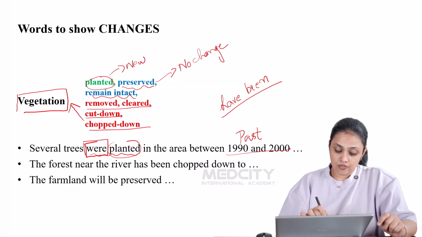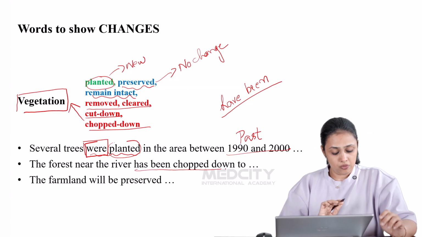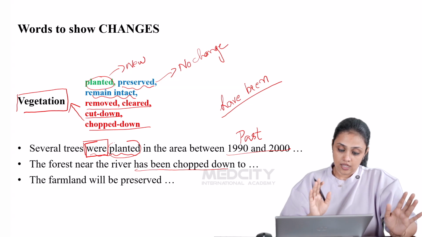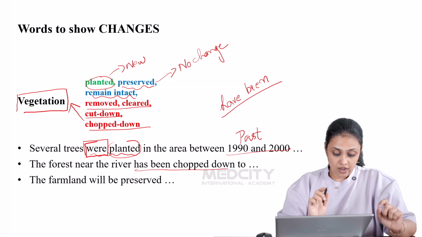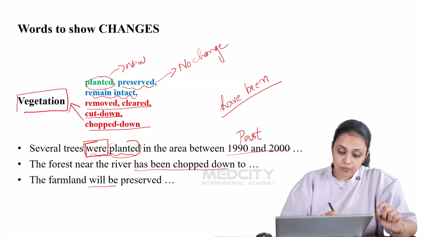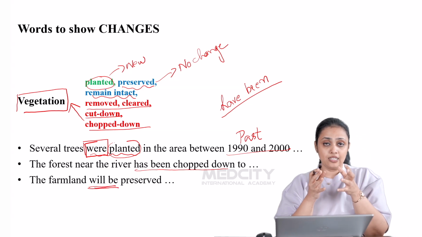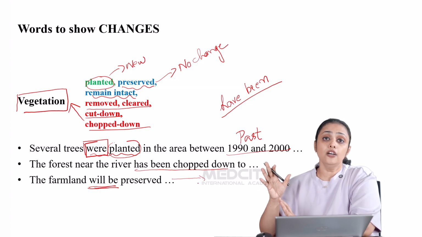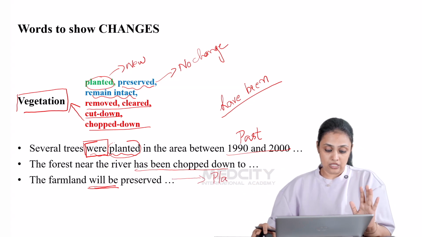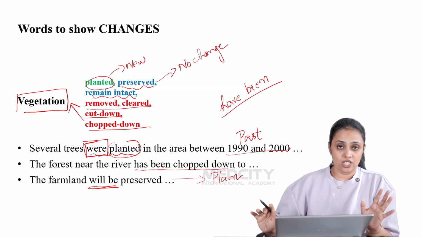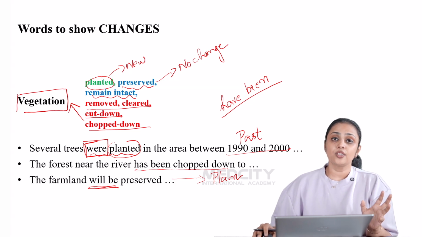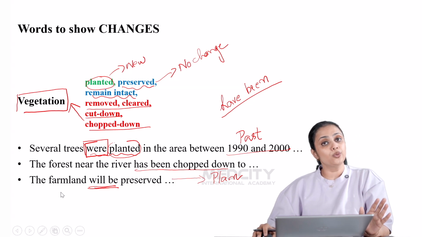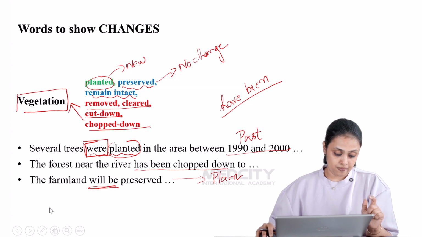The forest near the river has been chopped down. Which means that now it's completely gone. In the past it was there, now it's no more there. The farmland will be preserved, which means that the farmland which you're seeing in the current map, you're seeing the same in the future map also. So you can say that it will be preserved. No changes are happening to the farmland. These are the words or vocabulary that you can use with vegetation.